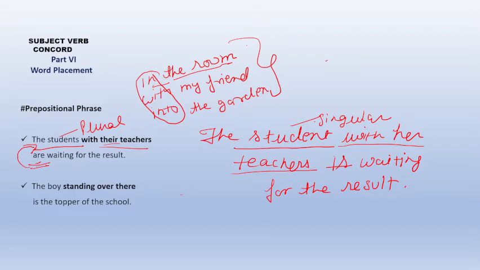हमारा जो बेसिक फोकस है हमें अपने सब्जेक्ट पर रखना है कि इसमें एग्जैक्टली सब्जेक्ट कौन है, किसकी बात हो रही है. The boy standing over there is the topper of the class. And it could also be: The boy standing over there with his friends is the topper of the class. तो यहाँ पर फ्रेंड्स से हमें इफेक्ट नहीं होना है. हमारा बेसिक सब्जेक्ट बॉय है.